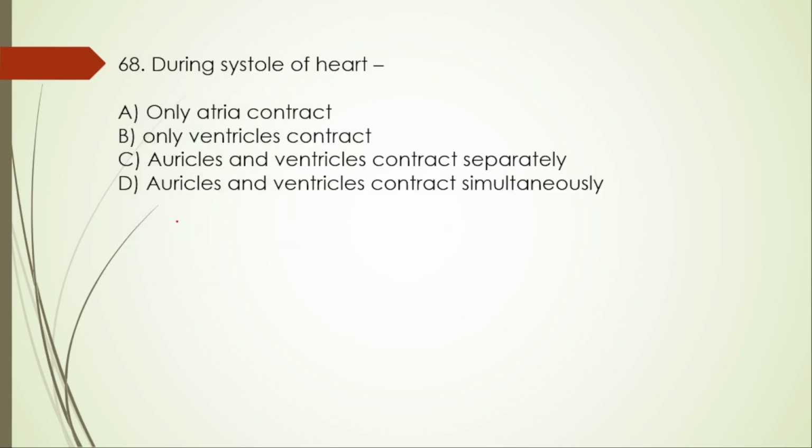68th one. During systole of heart, A. Only atria contract. B. Only ventricle contract. C. Auricles and ventricles contract separately. D. Auricle and ventricle contract simultaneously. So here, during systole of the heart, the ventricles contract.